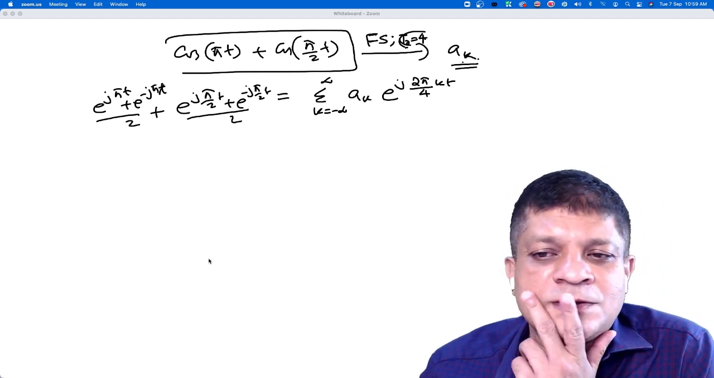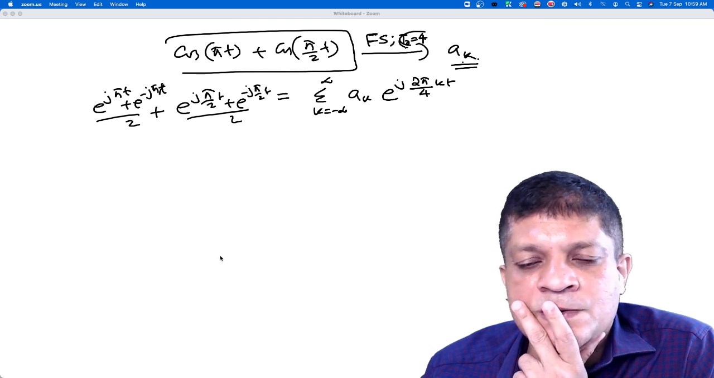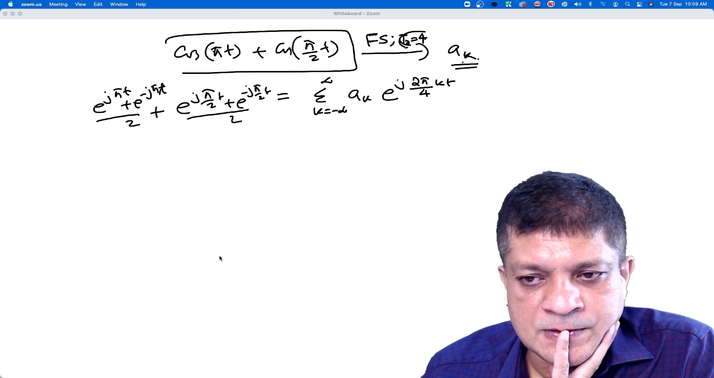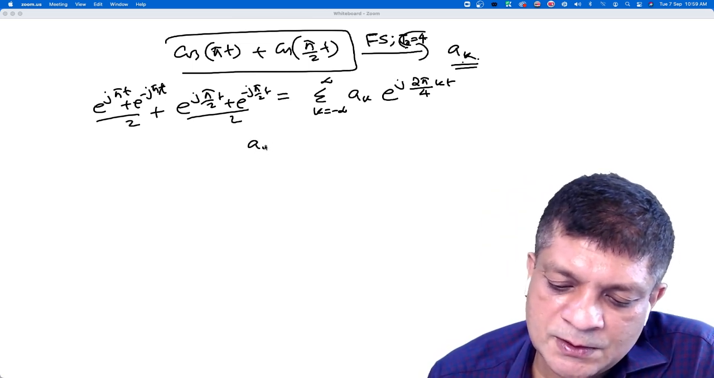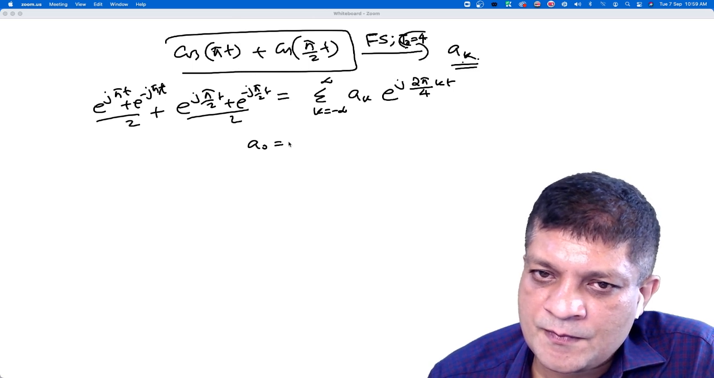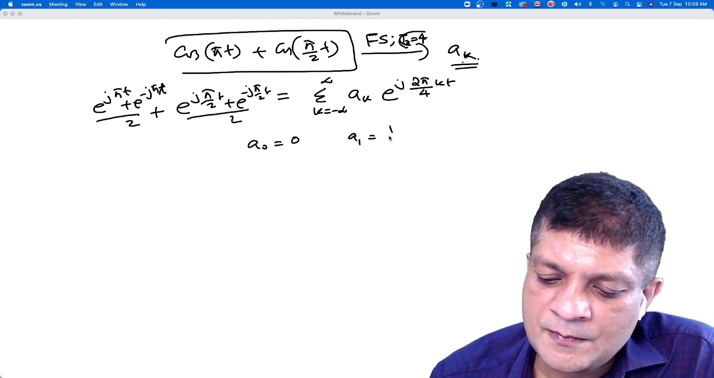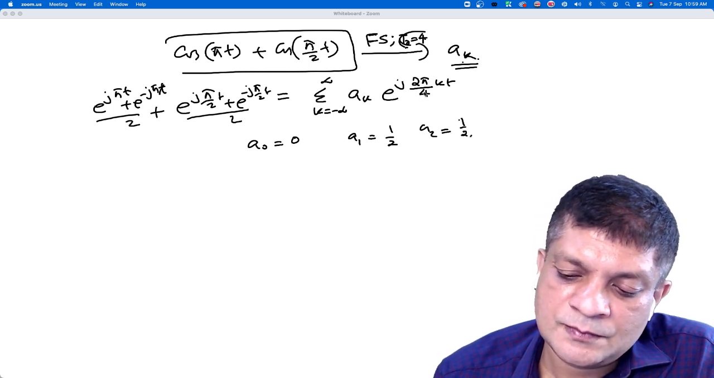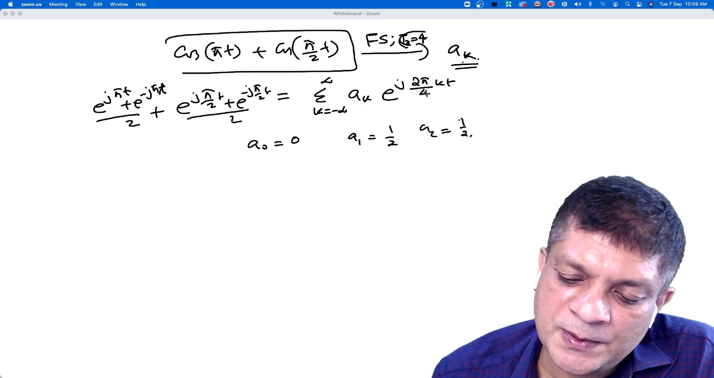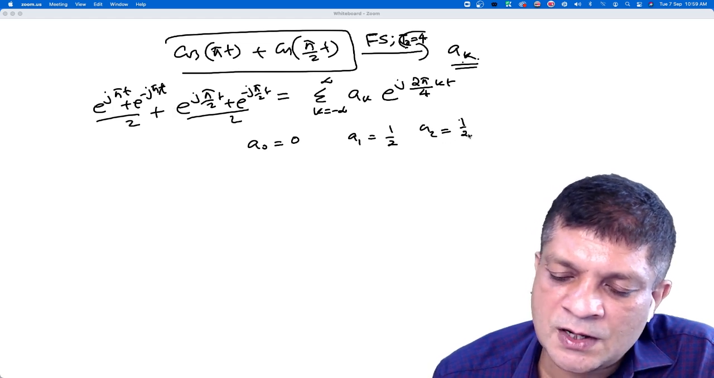How many non-zero Fourier series coefficients? 4. There are 4 non-zero coefficients. Tell me which are those values. A0 is what? 0. A0 is 0. A1? Half. Half. A2? You can easily verify this. This is 2 pi by 4, which is pi by 2. Then equate these terms. It is straightforward. A2 is half, isn't it?